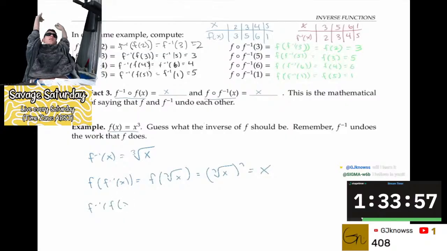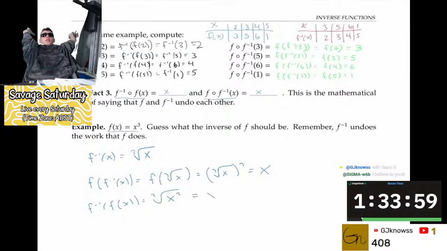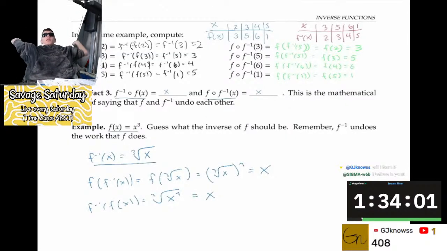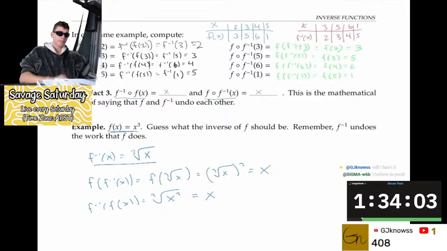Similarly, if we compute f inverse of f of x, that's the cube root of x cubed, and we get back to x again. So the cube root function really is the inverse of the cubing function. When we compose the two functions, we get back to the number that we started with.